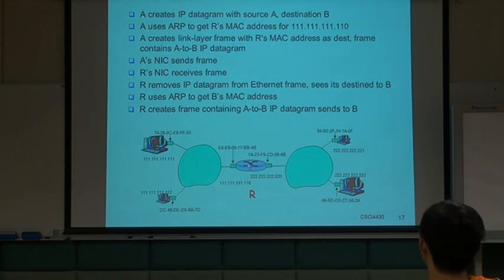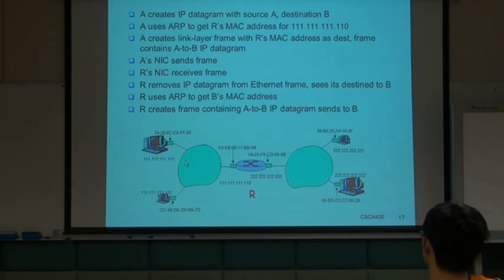Now what the router does is it will first remove the IP datagram from the Ethernet frame, so they decapsulate the Ethernet header and try to look at the destination of B. Now if it knows that the destination of B should be on this interface, it will try to forward this packet to this interface. Now from this interface, how to send it to B? Again, it will use ARP to get B's MAC address, and R will try to create a link layer frame and send it to B.